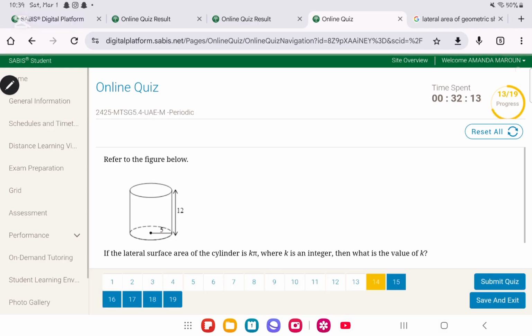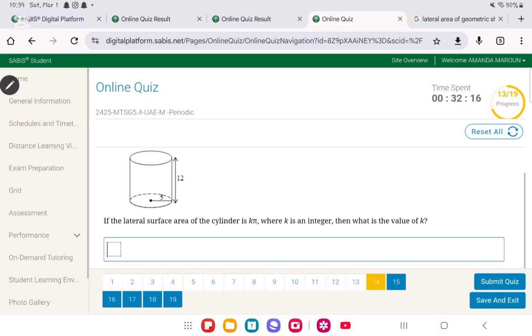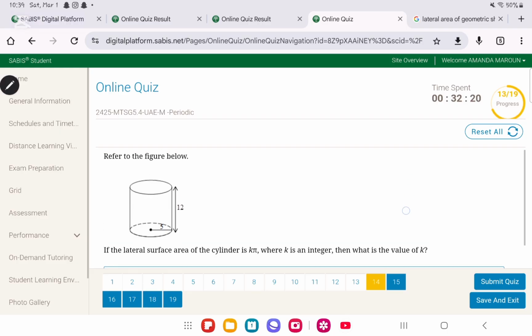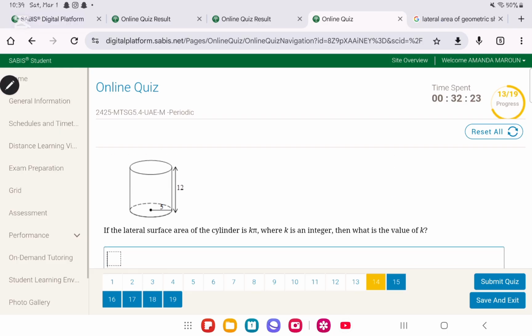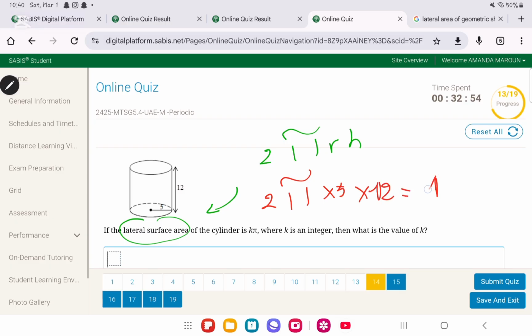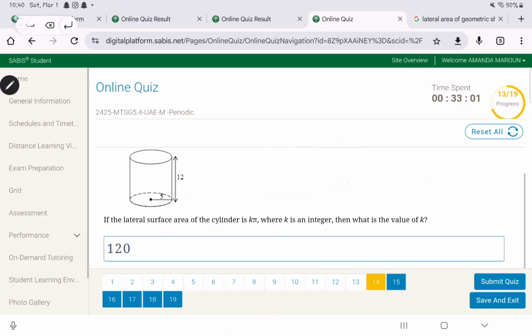We move on to question number 14. Here, this is new. If the lateral surface area of the cylinder is k pi, where k is an integer, what's the value of k? As you can see, they need the lateral surface area of a cylinder. The lateral surface area of any cylinder is 2 pi RH. So 2 times pi times the radius, which is 5, times the height, which is 12. Put it on the calculator, you're going to get 120 pi. They need k, which is next to pi, so you're only going to put 120.